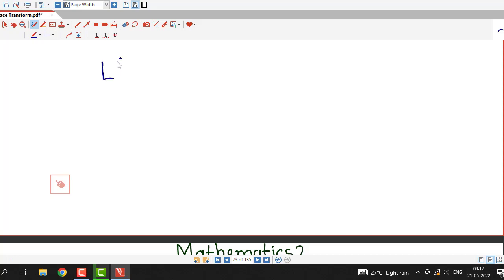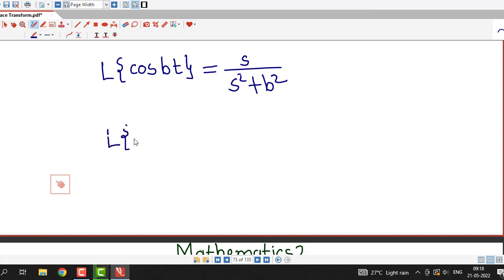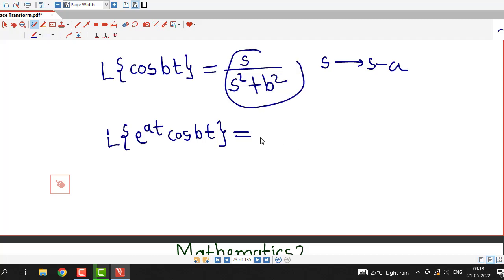We know that, for example, Laplace transform of cos bt is s divided by s square plus b square. Then by first shifting theorem, Laplace transform of e raised to at cos bt can be obtained by replacing s by s minus a in this Laplace transform. So here we simply replace s by s minus a.